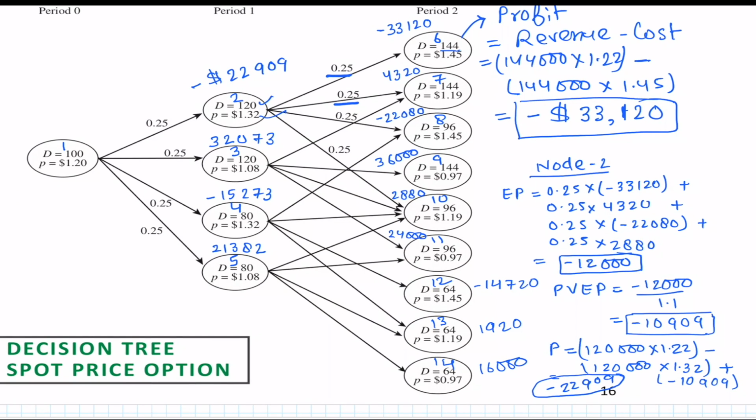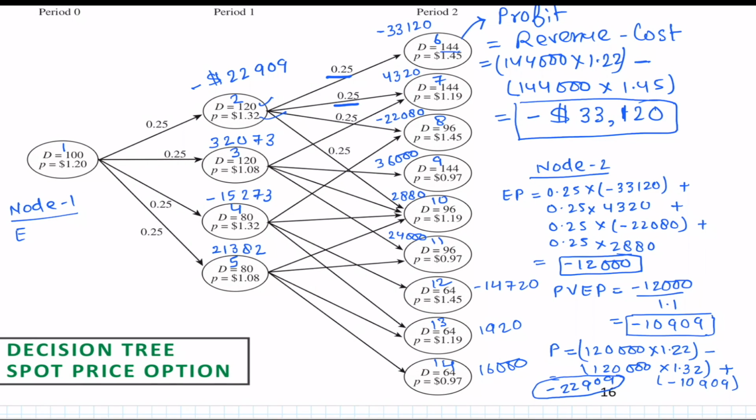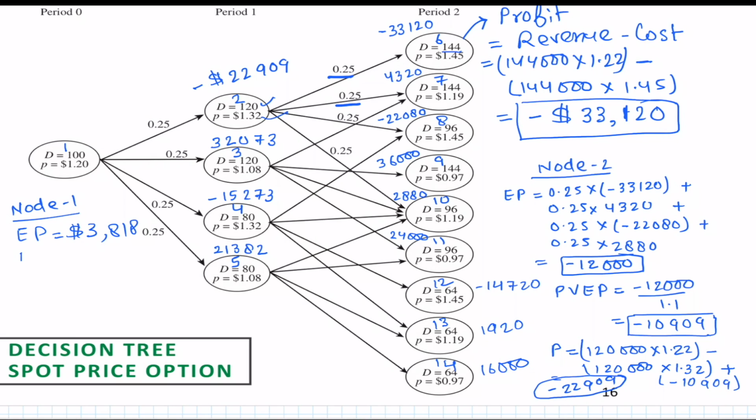Once we complete calculations for period 1, now we can do the calculations for period 0 using a similar approach. At node 1, we calculate expected profit by using the weighted average formula. 0.25 times negative 22,909 plus 0.25 times 32,073 and so on. We get 3,818. And the present value of this expected profit equals 3,818 over 1.1, which is 3,471, and we can calculate profit accordingly.